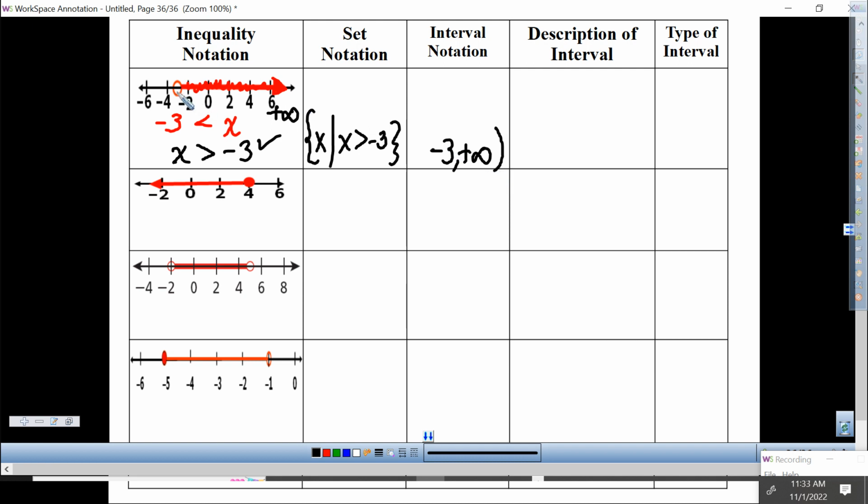Is -3 included? Look at it. It's an open point, so it's not included, so I'm also going to use a parenthesis. There are only 2 types of symbols, either parentheses or brackets. Right now we're starting with parentheses. What does this mean in words? This section means all real numbers greater than -3. And since this one has an arrow going to infinity, this is why it's called an infinite interval. Infinite interval.